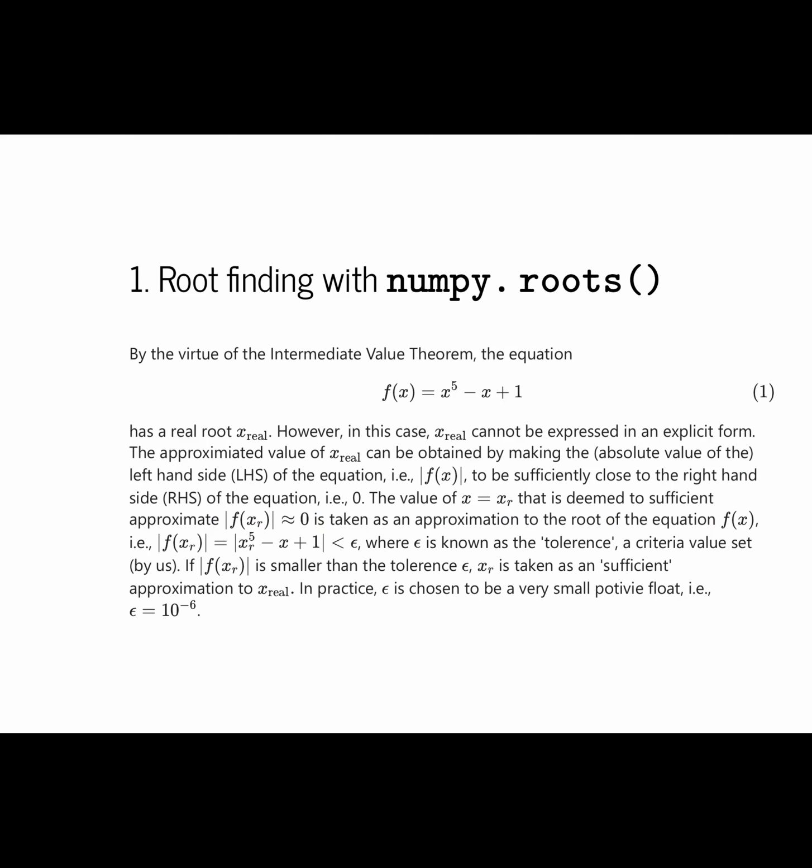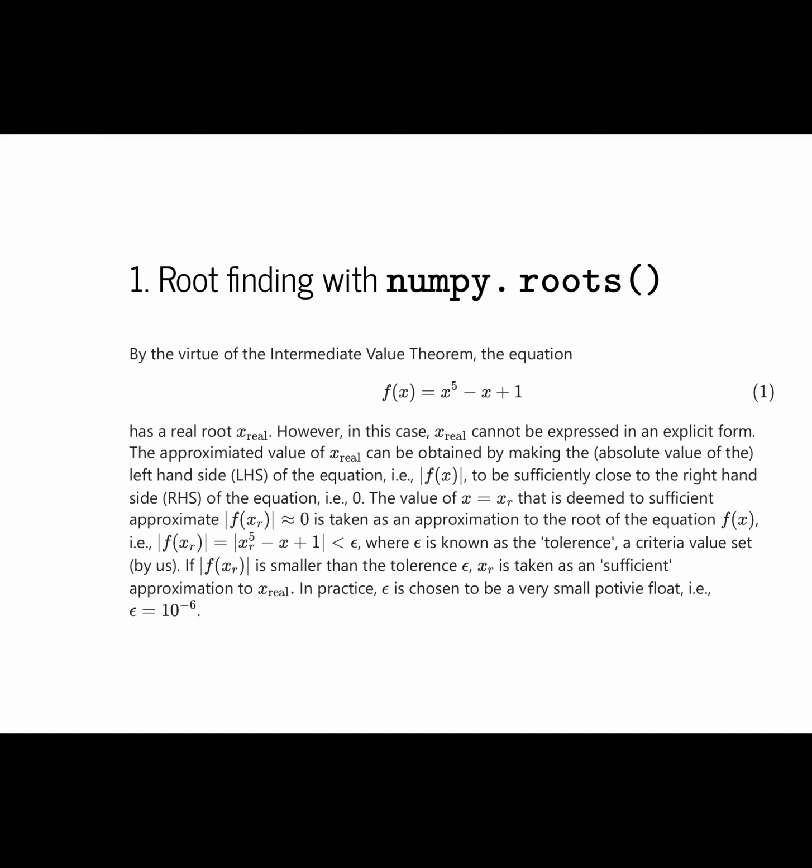We often encounter equations where finding an exact solution is challenging. For instance, consider the polynomial equation f of x equals x to the power of 5 minus x plus 1. While the intermediate value theorem assures us that if a continuous function changes sign over an interval, it must have a root within that interval, this theorem does not tell us how to find that root explicitly. For many polynomials of degree 5 or higher, like this one, there is no general algebraic formula to express the roots. So, we turn to numerical approximation.